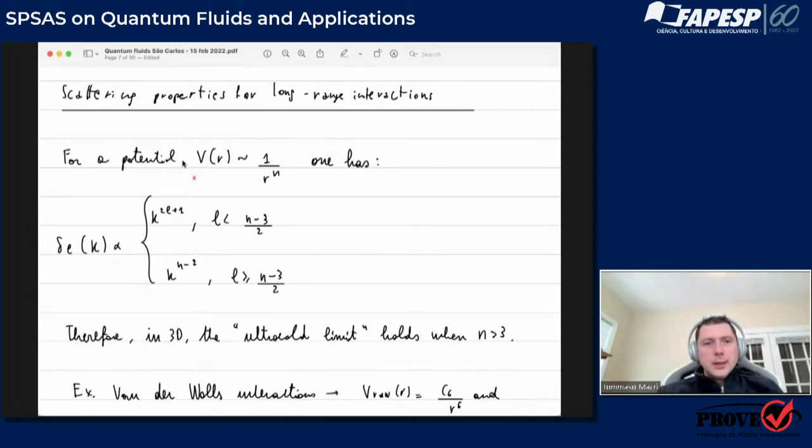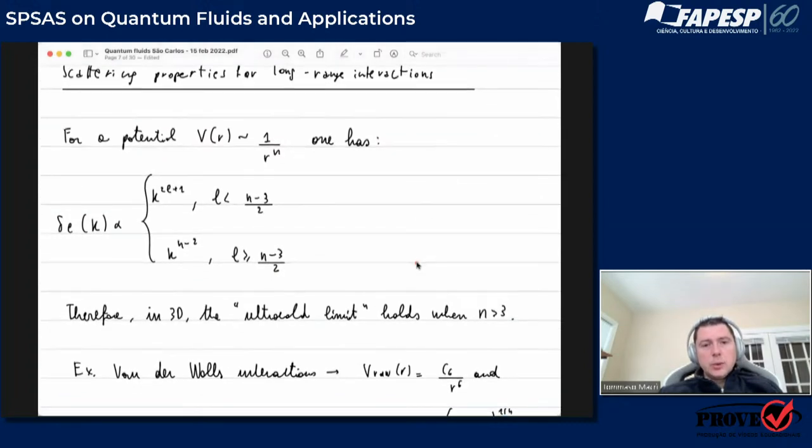Okay, suppose that we now consider a potential that scales like 1 over r to the n. One can compute the scattering phase shifts, which scale like k, the momentum, to the power 2l plus 1, for small l, so for l smaller than (n minus 3) over 2, where n, again, is the power law of the interaction potential, whereas they scale as k to the n minus 2 for l sufficiently large, so for l larger or equal than (n minus 3) over 2. So this means that in 3D, the ultra-cold regime holds when n is larger than 3.